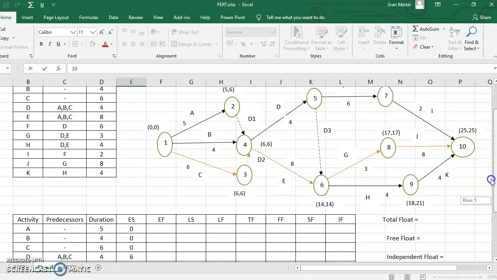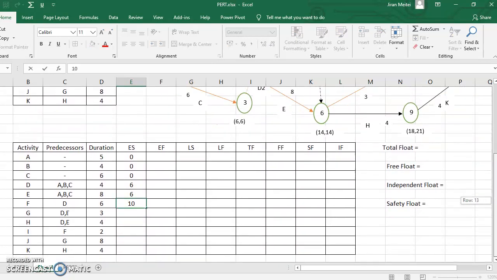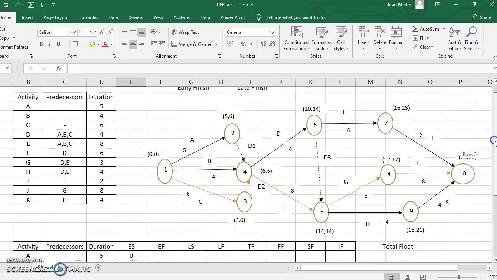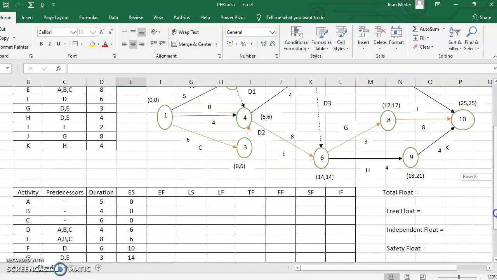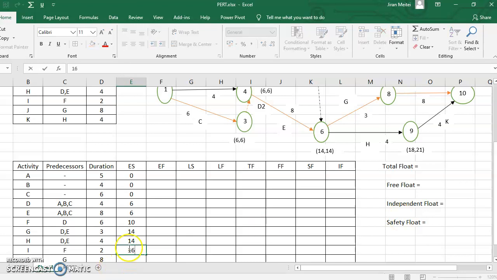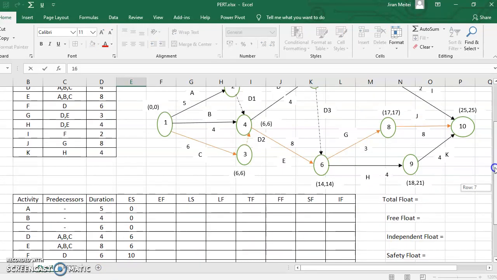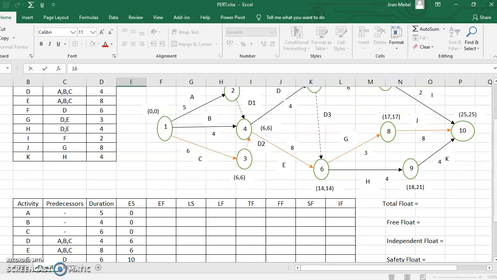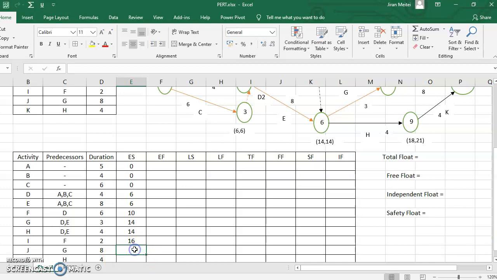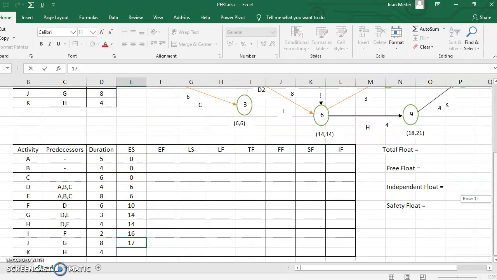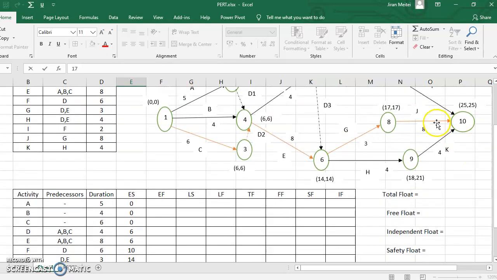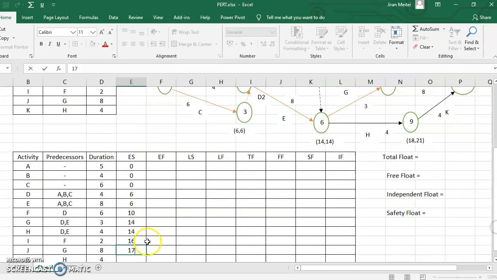And for G then, what? G is 14, and H also is 14, and then I will be 16. Then J will be the first number, 17, and then what else? K. Where is K? K. The first number is 18.